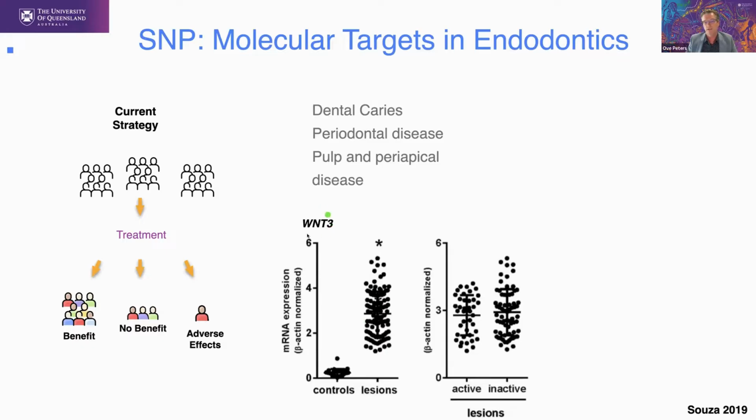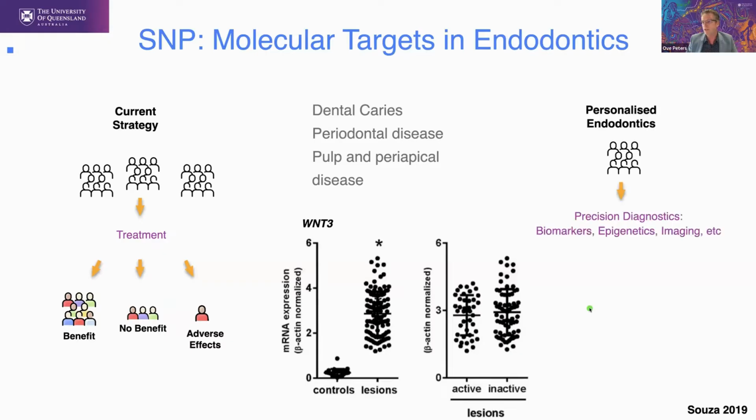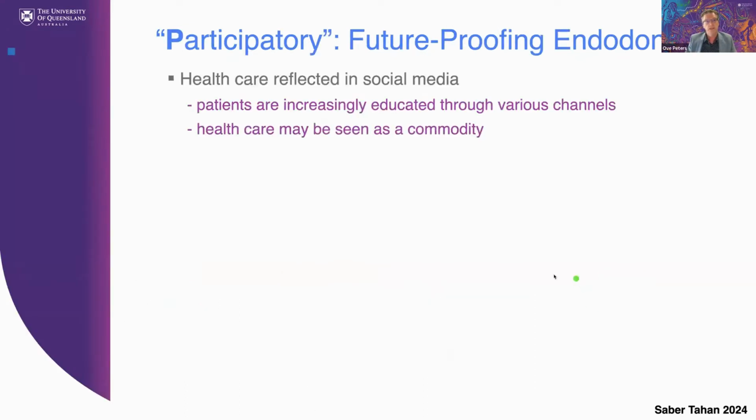So this is just one, this is a wingless gene here. There's certain differentiable findings in terms of these SNPs. And that would allow us, if we knew what the particular epigenetic makeup of a patient is, to say, we provide personalized endodontics and can say, okay, it's benefit for every patient, predictably. I think it's wishful thinking at the moment, what could be done.